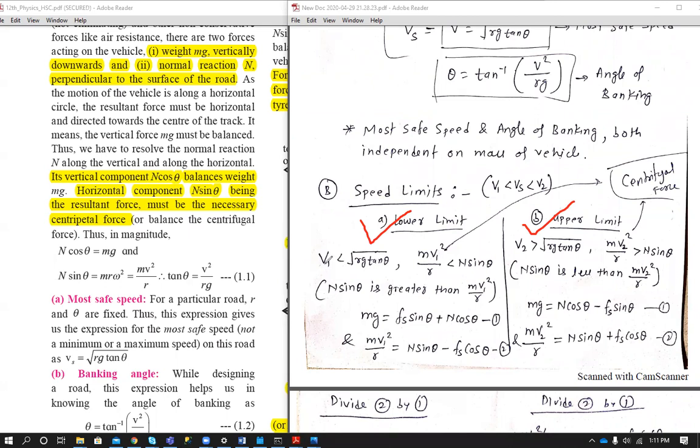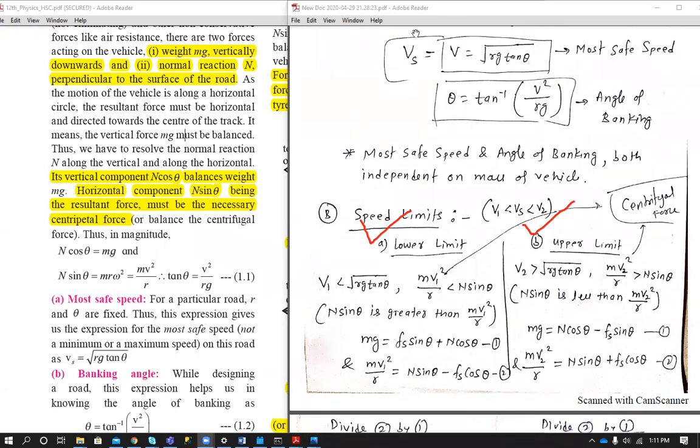In the lower limit, we assume the formula we have derived above. Let me show you the diagram clearly. For the maximum safety speed, you can see the formula we have derived: v equal to root of rg tan theta. The v1 is a lower limit, so it should be smaller than this speed. So in the lower limit case, the centrifugal force acting on the vehicle is less than N sin theta.